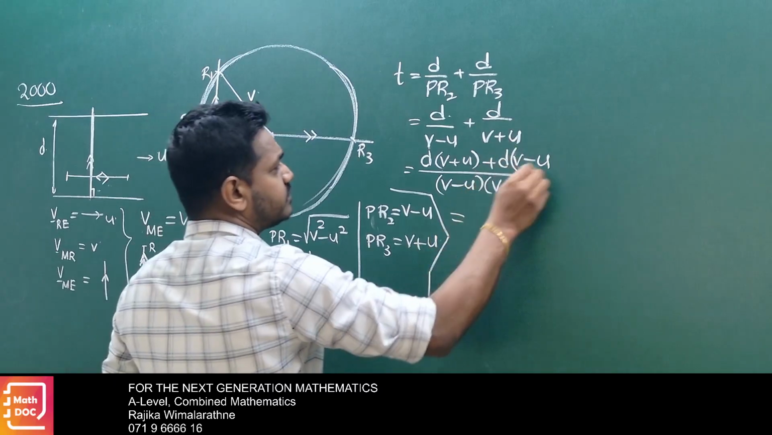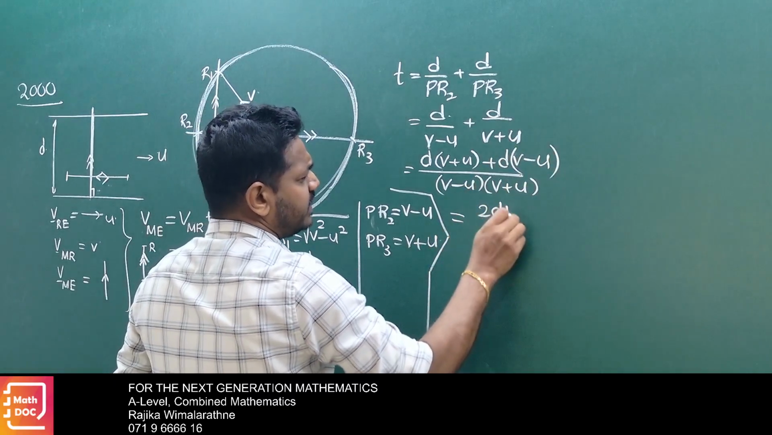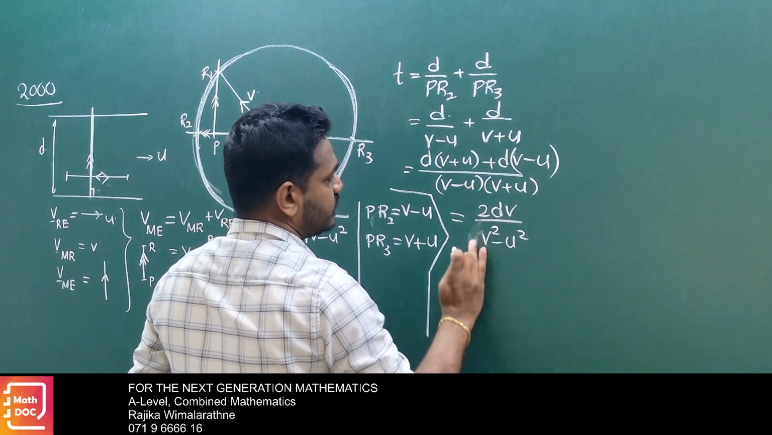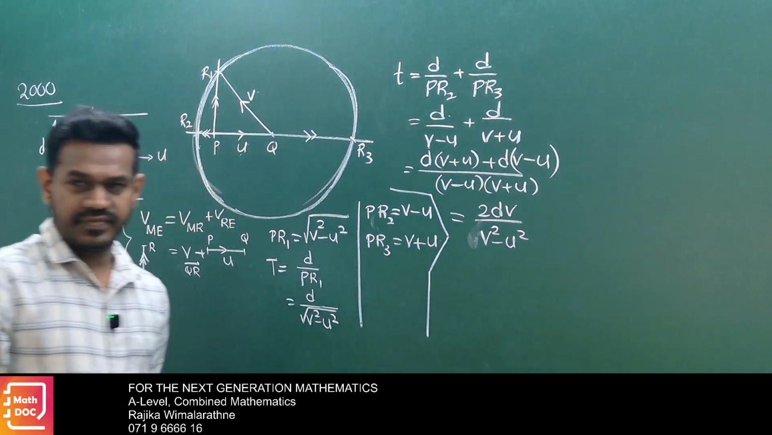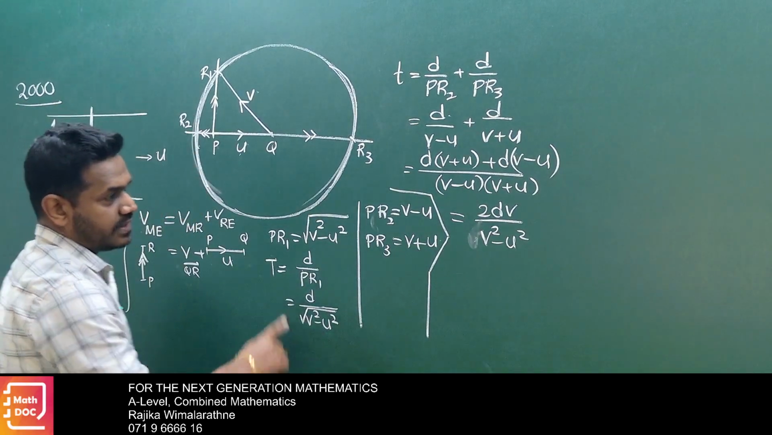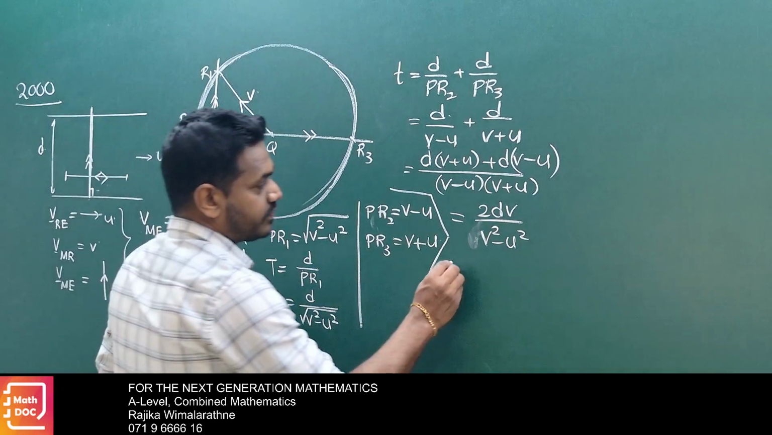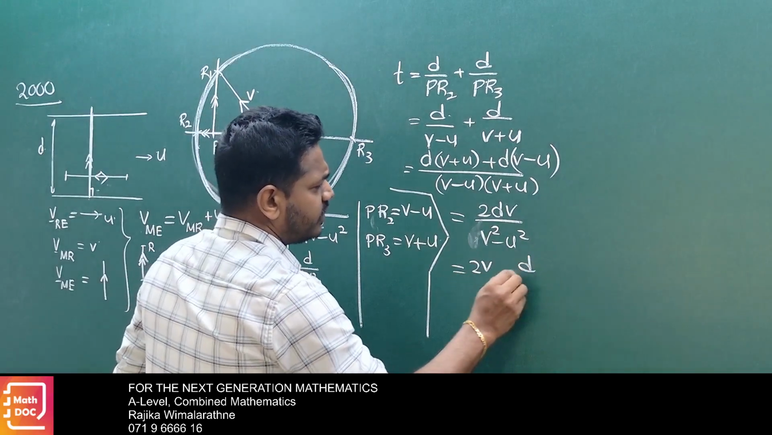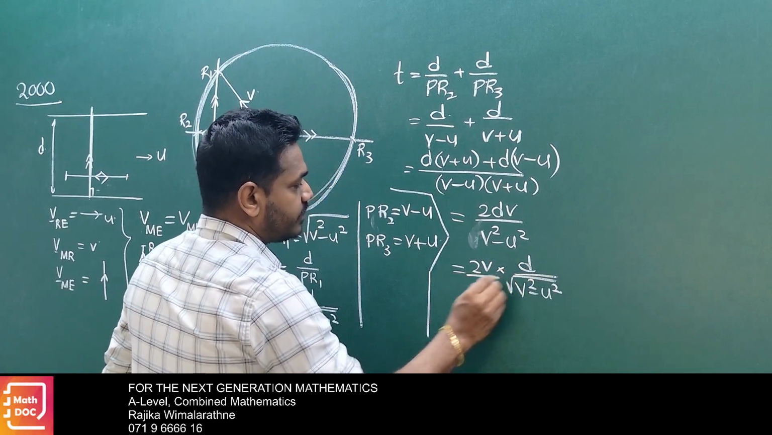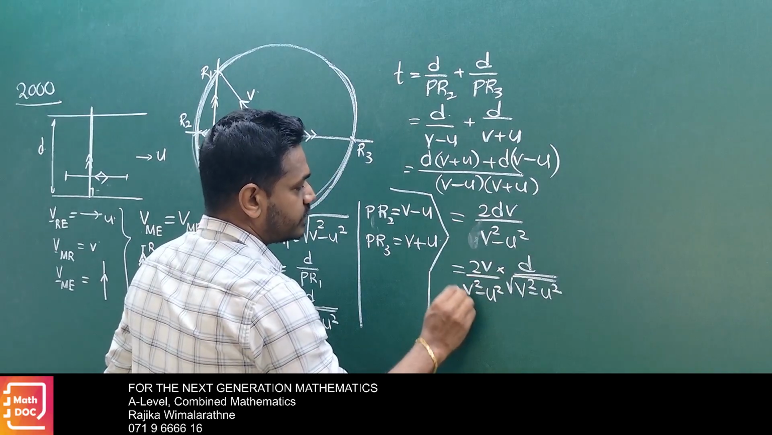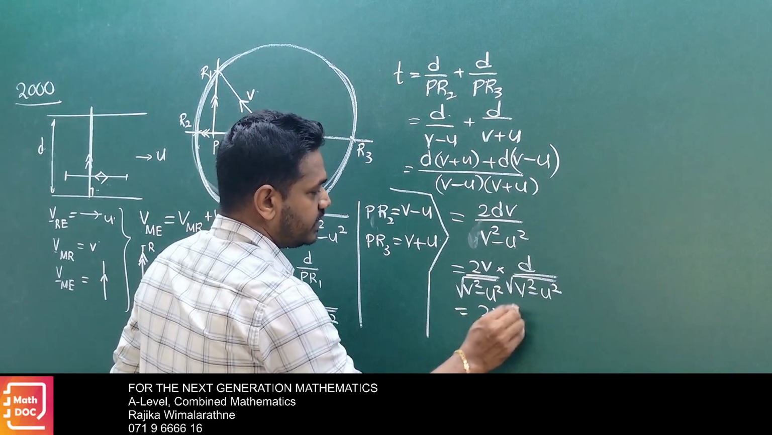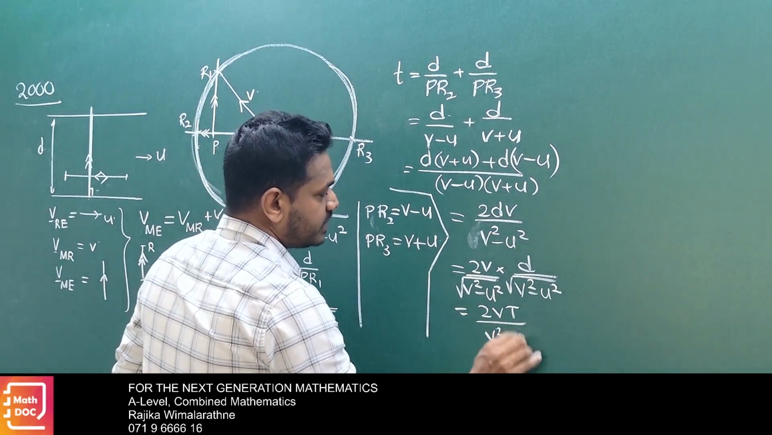Then simplify: 2dv divided by v squared minus u squared. That is it. Then we have to put that with t. Substitute this one: 2vd over v squared minus u squared, with d replaced by t times the square root of v squared minus u squared. Then this part we say capital T equals 2vt over the square root of v squared minus u squared.